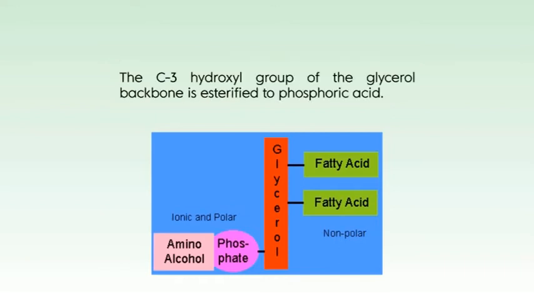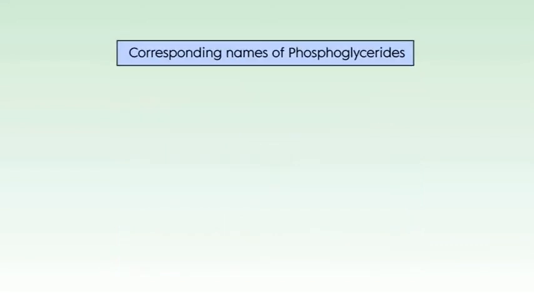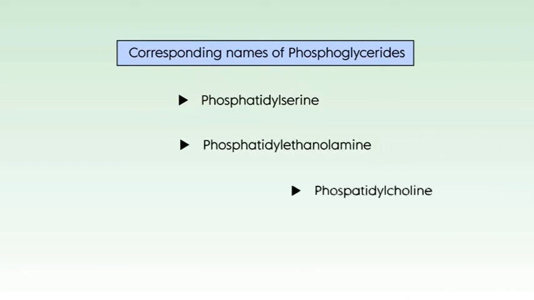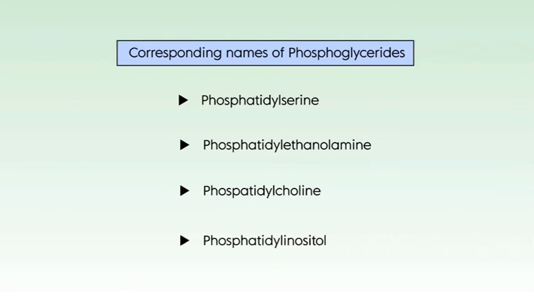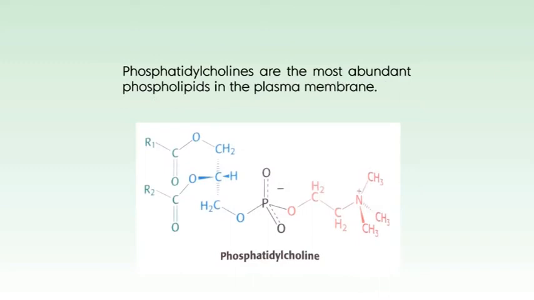The C3 hydroxyl group of the glycerol backbone is esterified to phosphoric acid. The major phosphoglycerides are formed due to the formation of an ester bond between the phosphate group and the hydroxyl group of one of several alcohols like the amino acid serine, ethanolamine, choline, and inositol, and their corresponding names are phosphatidylserine, phosphatidylethanolamine, phosphatidylcholine, and phosphatidylinositol. Phosphatidylcholines are the most abundant phospholipids in the plasma membrane.